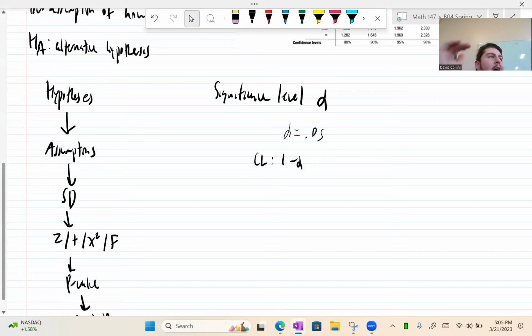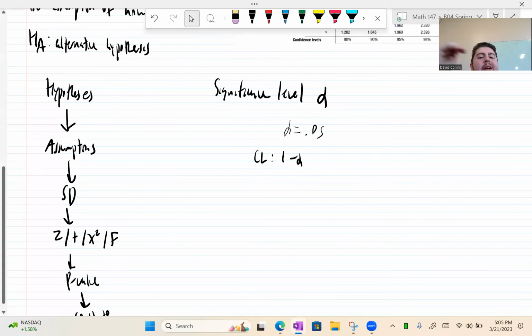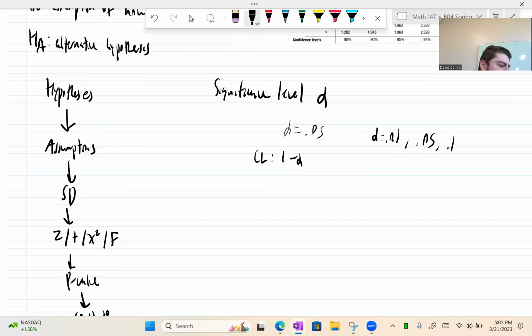So yeah, at the beginning of every hypothesis test, if it's not given to you, which on a test it should be, just say alpha is 0.05. Just keep it simple. The most common ones, though, are 0.01, 1%, 0.05, 5%, and 0.1, which is 10%, corresponding to 90, 95, 99% confidence intervals.